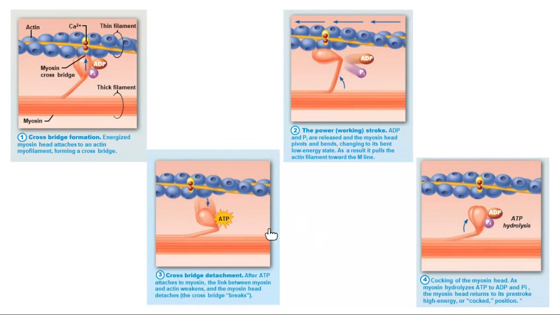So first job of ATP, detachment, making sure that myosin and actin aren't attached forever. Second job of ATP is to get the myosin head back into the cocked position where it's going to be able to attach to actin again. Does that answer your question?